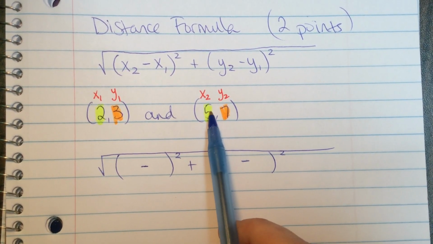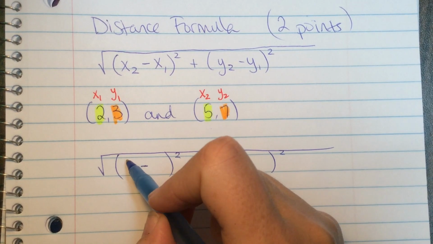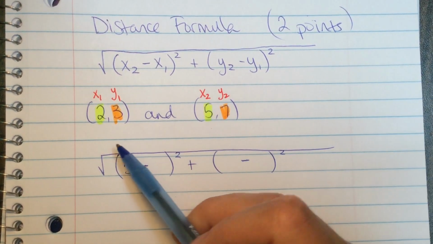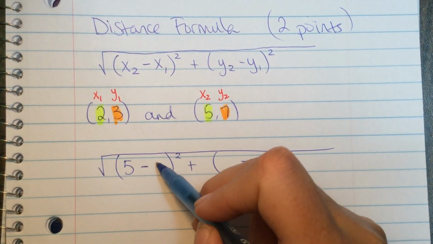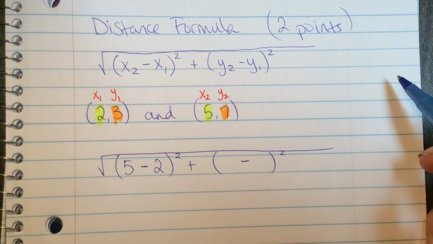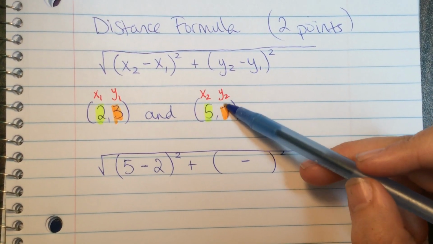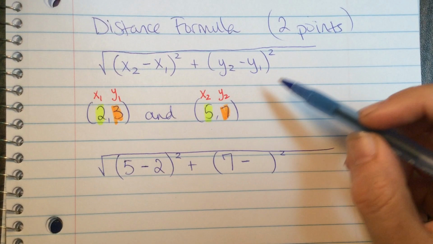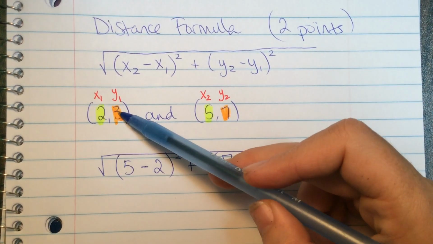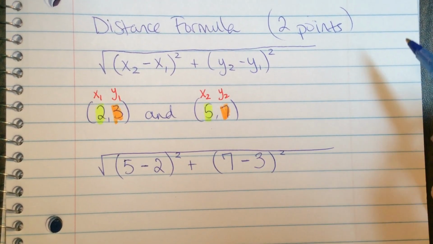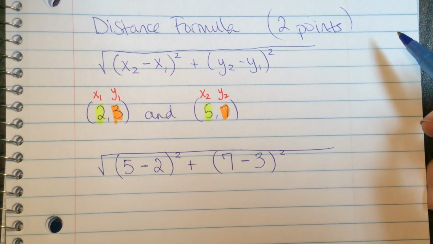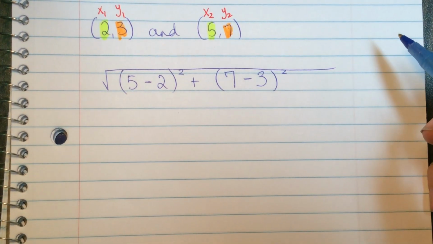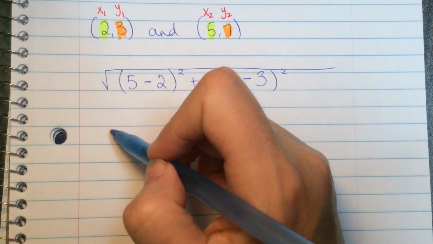So I'm going to take x2, which is 5, minus x1, which is 2. Then I'm going to take y2, which is 7, minus 3, which is y1. Okay, so far so good. Now I actually just need to subtract.